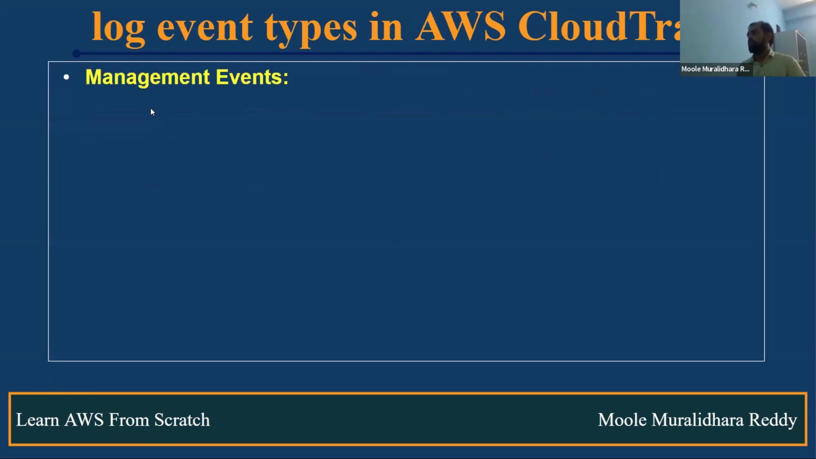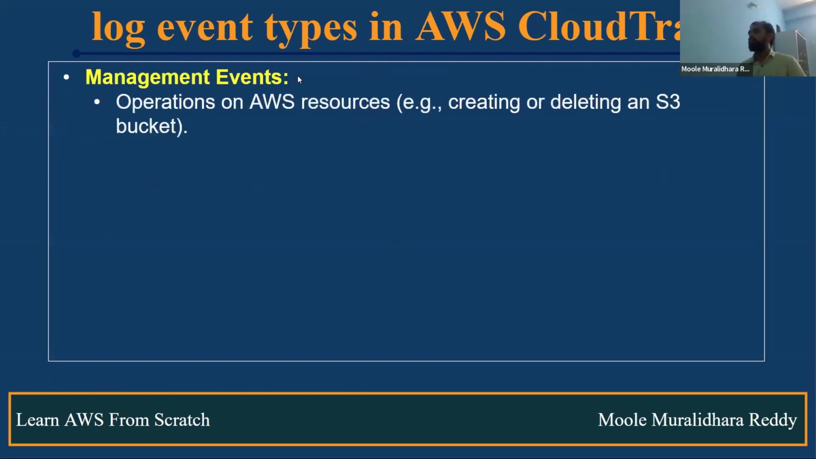One is management events. Let's take an example. You have created a bucket, deleted a bucket, created an EC2 instance, deleted an EC2 instance, or stopped an EC2 instance. That information will be captured. Remember, guys, this is at the AWS resource level. This is what management events capture.